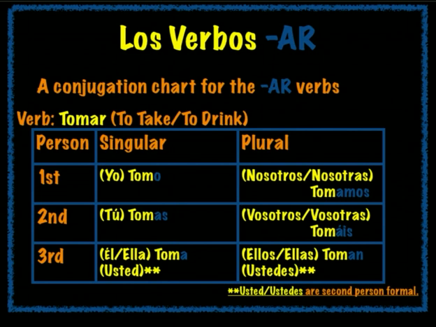All right? First person singular, yo tomo. Second person singular, tú tomas. Third person singular, él, ella toma, usted toma. Now, you see those two asterisks? There's a note. Usted and ustedes are second person formal. However, I'm putting them in the category for third person because they conjugate just like third person.